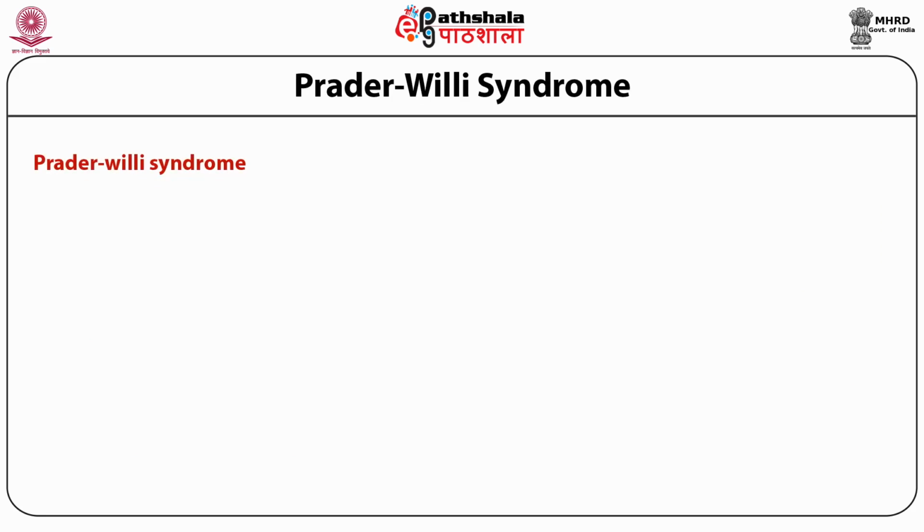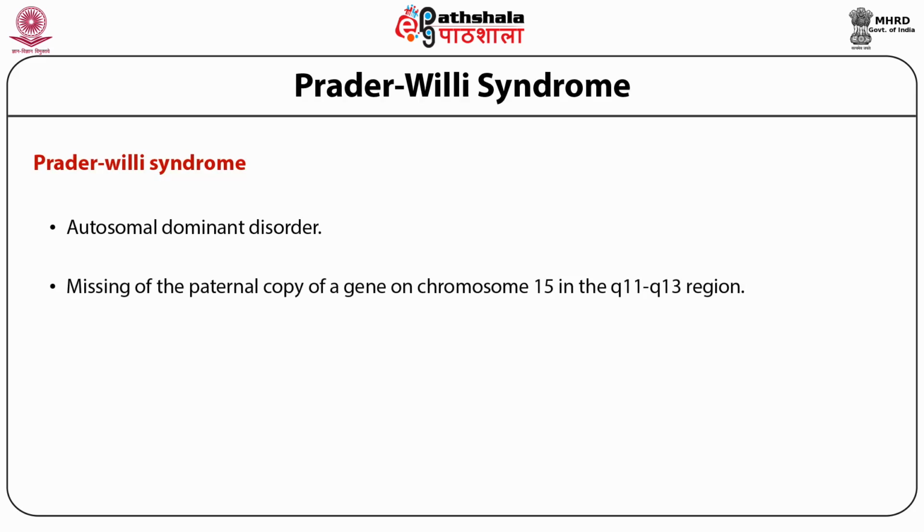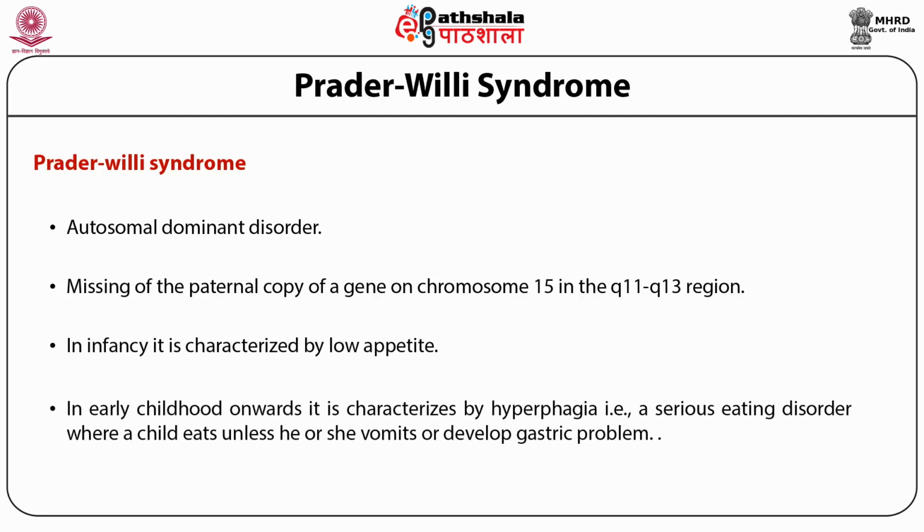Let's see what is Prader-Willi Syndrome. It is an autosomal dominant disorder caused by the missing of the paternal copy of a gene on chromosome 15 in the Q11 to Q13 region. In infancy, it is characterized by low appetite, but from early childhood onwards, it is characterized by hyperphagia, that is a serious eating disorder where a child eats unless he or she vomits or develops a gastric problem. This gives rise to obesity.